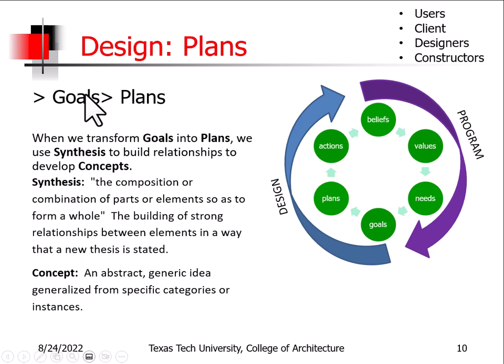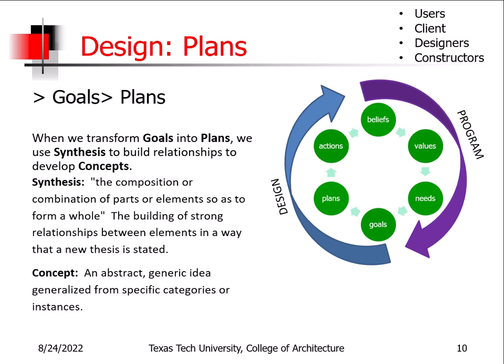So, goals and plans, how do we get from goals to plans? When we transform goals into plans, we use synthesis to build relationships to develop concepts. Basically, this is the cognitive process that we use in order to develop the plans of a work of architecture. What's synthesis? Synthesis is the composition or combination of parts or elements so as to form a whole.